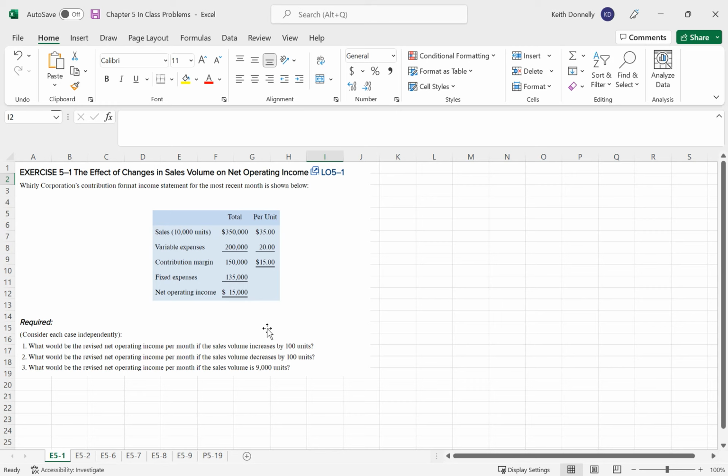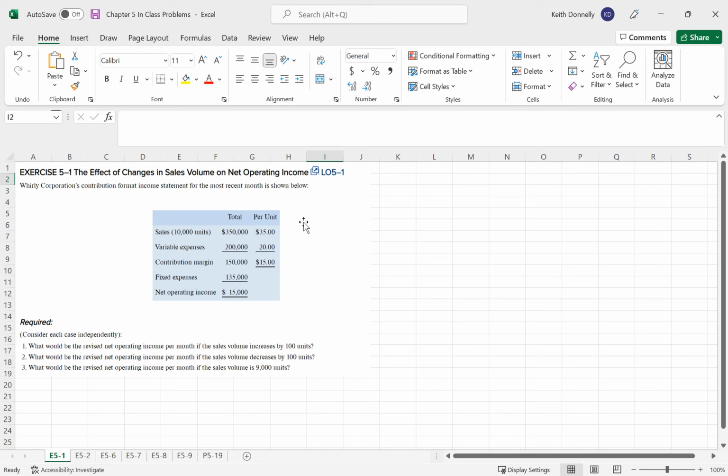The first one says, what would be the revised net operating income if the sales volume increases by 100 units? The second one says, what happens if it decreases by 100 units? And then the third one says, what would be the revised net income per month if sales volume is 9,000 units? Okay, so we saw a similar setup to this in the PowerPoint when we were looking at the contribution margin and how it affects net income.